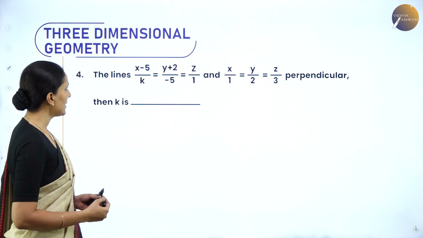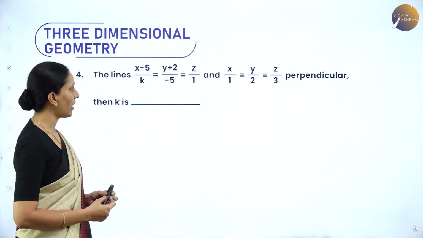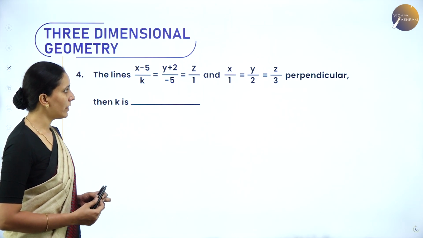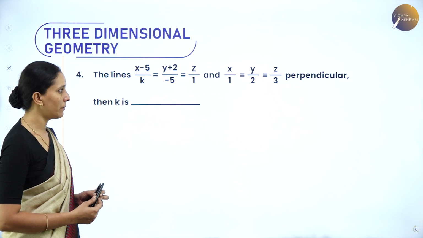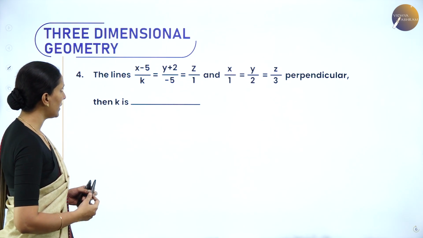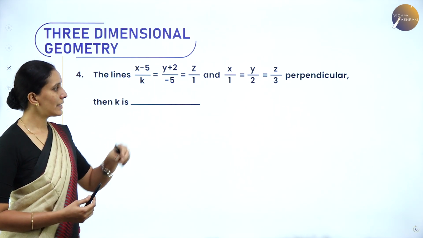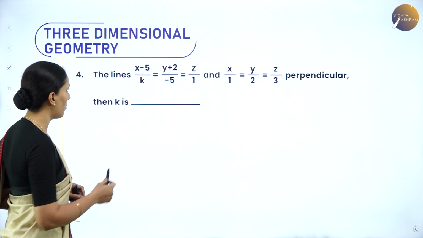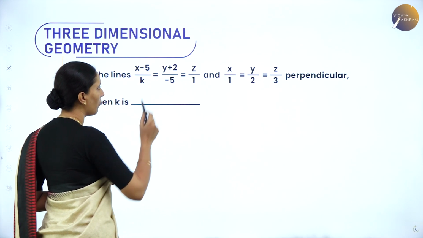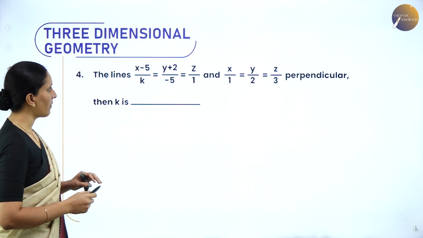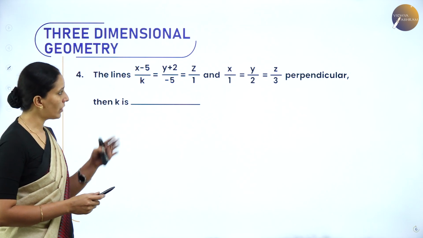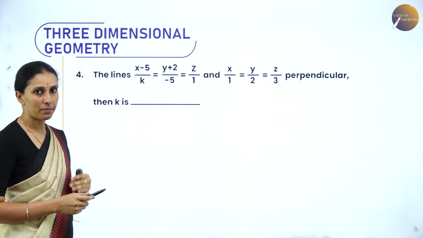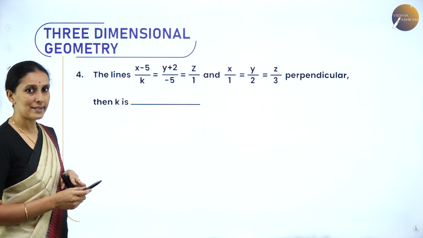Next, if the lines x minus 5 by k equals y plus 2 by minus 5 equals z by 1 and x by 1 equals y by 2 equals z by 3 are perpendicular, then find k. First let us see whether the given equations of the lines are in the standard form. This should be in the form x minus x1 by a, y minus of minus 2, and z minus 0. Similarly, we have x minus 0, y minus 0, z minus 0. So both lines are in the standard form.